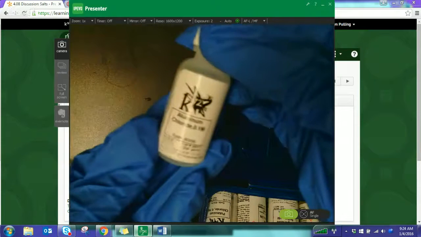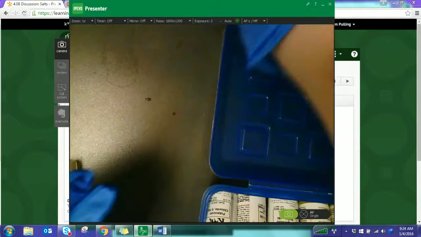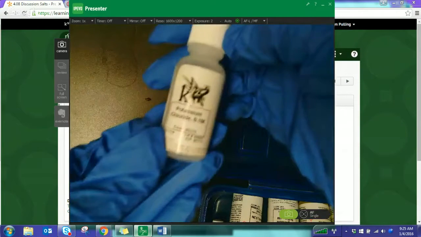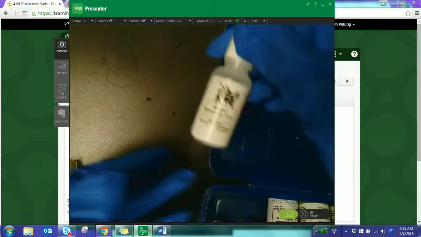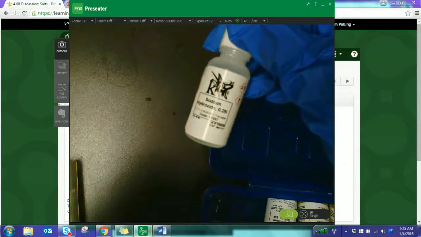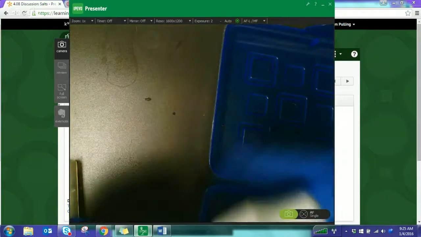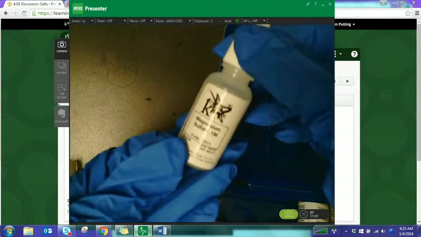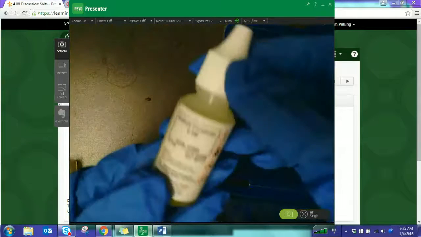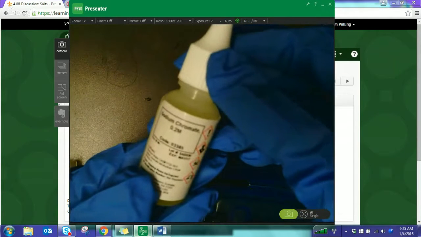Aluminum chloride 0.1 molar. Potassium chloride 0.1 molar. Sodium hydroxide 0.2, and that's actually a typo. That should be an M, but it says N on mine, so it might say that on yours. Magnesium sulfate 0.1 molar. Sodium chromate 0.2 molar.